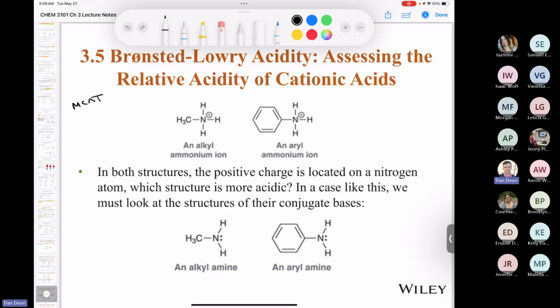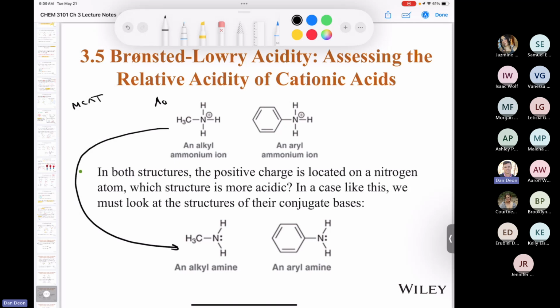What you do then is you look at their conjugate bases. So if this loses a proton, there's your conjugate base. So if this is our acid, this would be our conjugate base. And if this is our acid, this would be our conjugate base. So we look at the two conjugate bases. Whichever one is the weaker base is going to be the stronger acid. Do you guys remember the definition of a Lewis acid and a Lewis base?